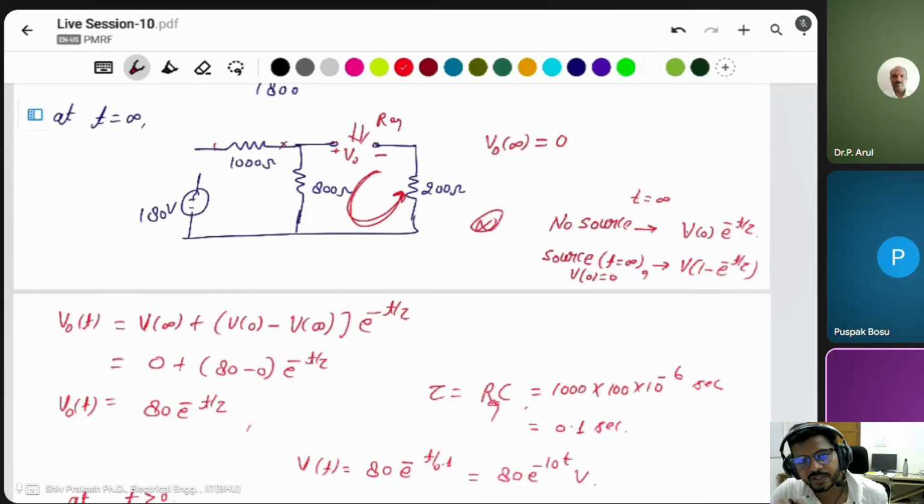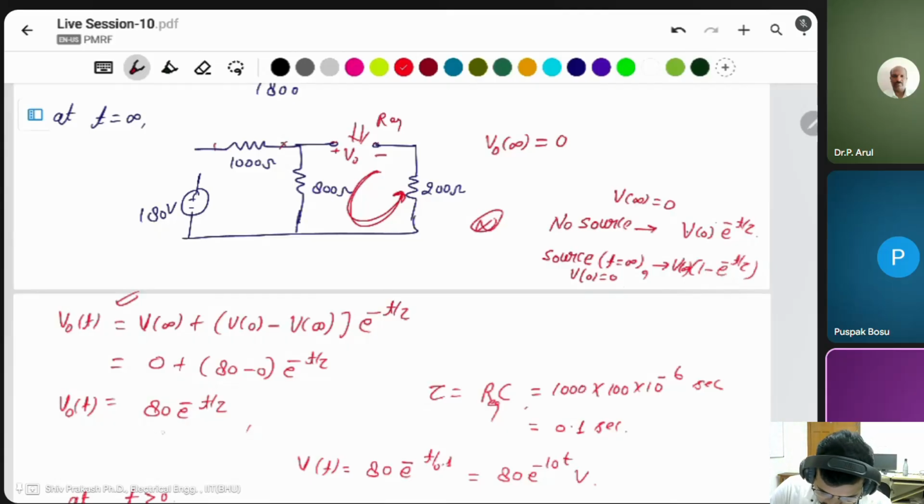If the final voltage is 0, you can apply this thing. If the initial voltage is 0, you can apply this thing. If both are present, then you apply this thing: V infinity plus (V initial minus V infinity) e to the power of minus t by tau.